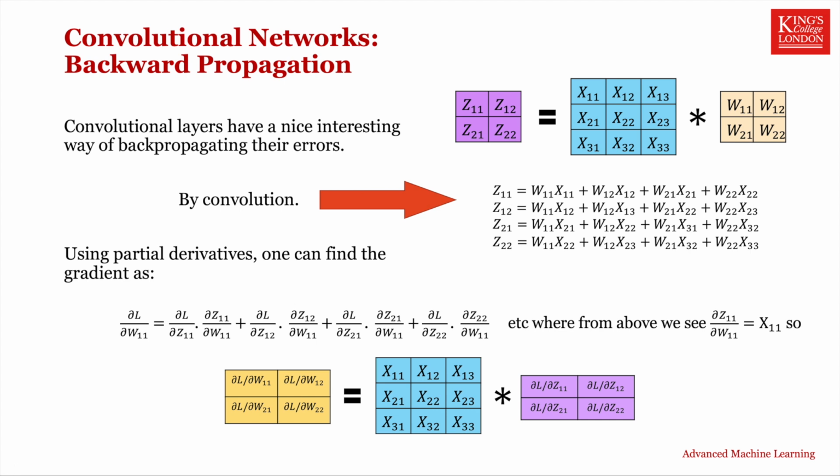Then, if we subsequently look at the partial derivatives of the loss estimated with respect to the parameters, we note that these take the following form according to the rule of total derivatives. And since the partials of Z with respect to W, for example, Z11 with respect to W11 here, are elements of X, this means that this also reduces to a convolution of the following form, where the elements of X are now convolved with the partial derivatives of L with respect to Z. So backpropagation again reduces to matrix multiplication operations as before.